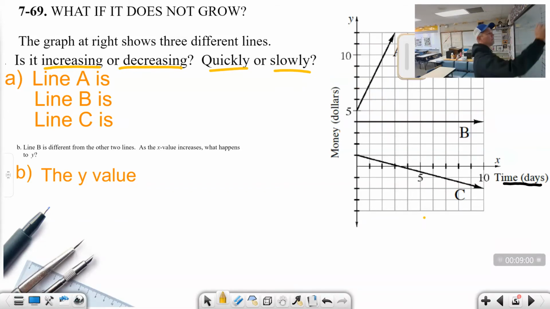Okay, problem letter B. Line B is different than the other 2 lines. As the x value increases, goes this way, what is happening to the y value? Well, the y value is not changing. That's right. The y value is not changing. Because, see, it doesn't go up. It doesn't go down. It stays the same. The y value does not change.